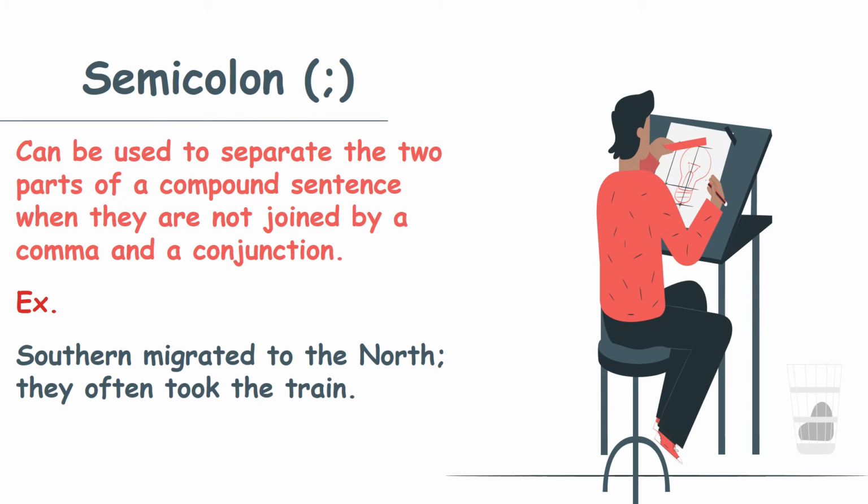For a starter, we will start with the semicolon. The semicolon can be used to separate the two parts of a compound sentence when they are not joined by a comma and a conjunction. For example, Southerners migrated to the north; they often took the train. So here, since they didn't put a comma, we use the semicolon. And as you can see, we separated two parts of a compound sentence.